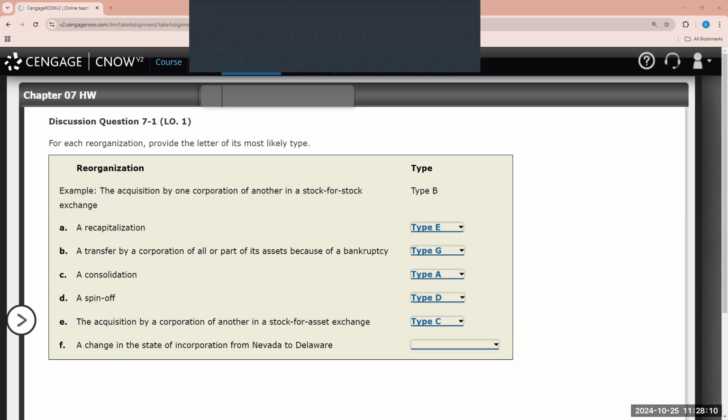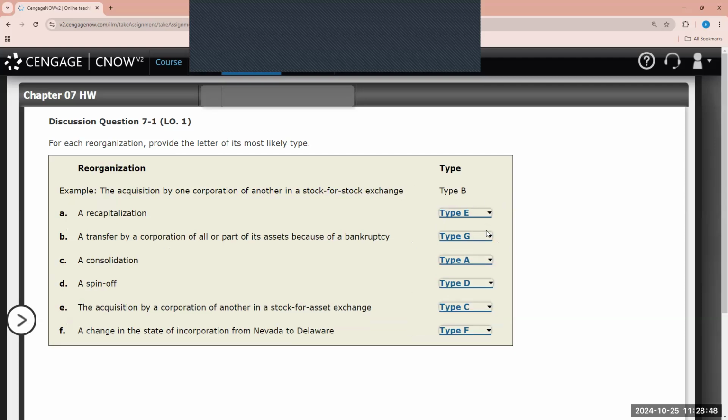Lastly, we have a change in the state of incorporation from Nevada to Delaware. In such a case, where there's a change of such nature, this is considered a type F reorganization. With a type F reorganization, what essentially happens is that there's a mere change in identity, form, or place of organization, however effected. Because the type F reorganization involves only a slight change, the successor is the same corporation as its predecessor. So this would be a type F.